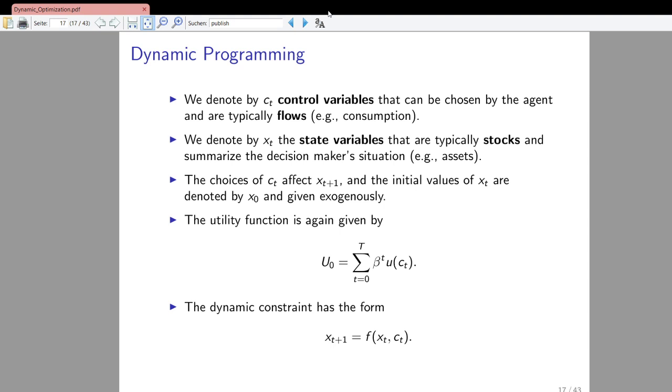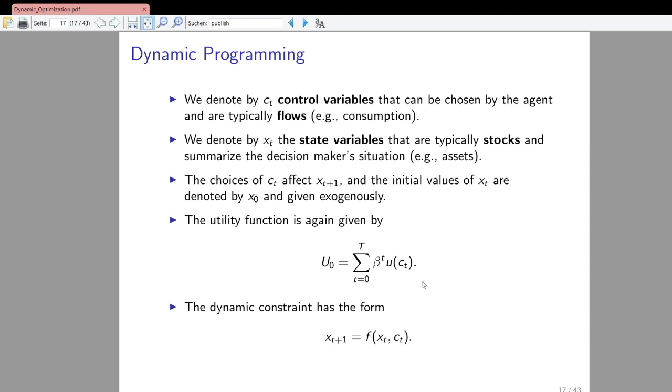But the past stock of assets was determined in the past. It cannot be changed by period t choices anymore. So these state variables are predetermined and are typically stocks. Now, as I said, the choice of consumption, the control variable, affects the stock, which we denote by x_t here, in the next period, x_{t+1}. And the initial level of the stock in the first period of the choice is typically exogenously given.